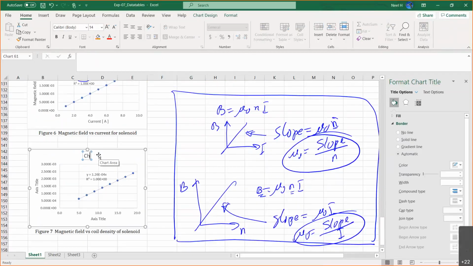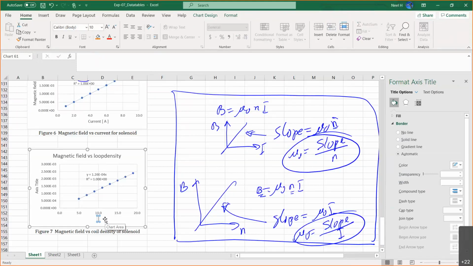This is magnetic field versus loop density. This is the loop density, or the different terms people use. Sometimes it's called number density, loop density, or turn density. Okay, so what we're interested in is how many loops in a particular unit length. So that's why it should usually be a whole number. You can say coil density too, nothing wrong.